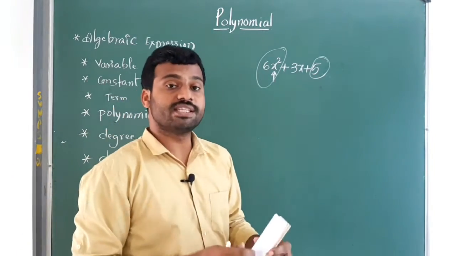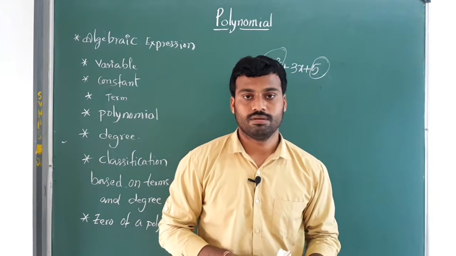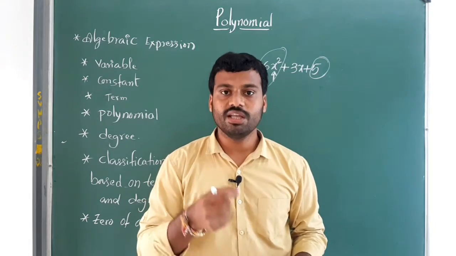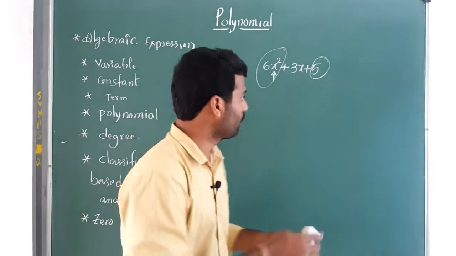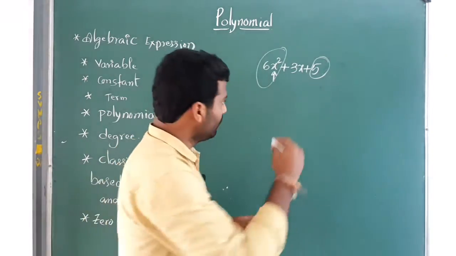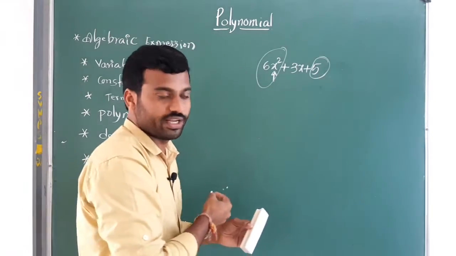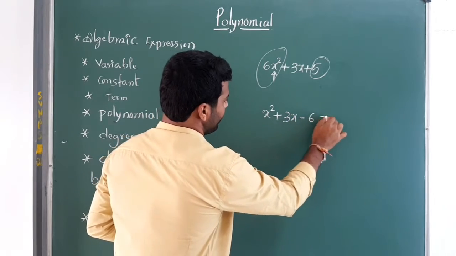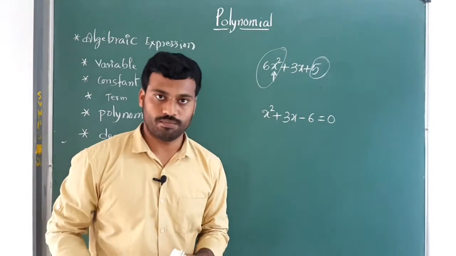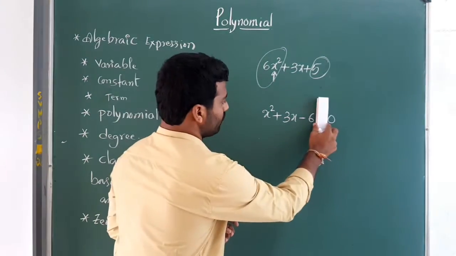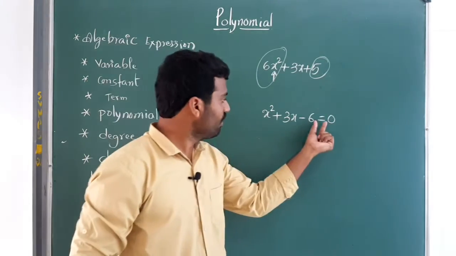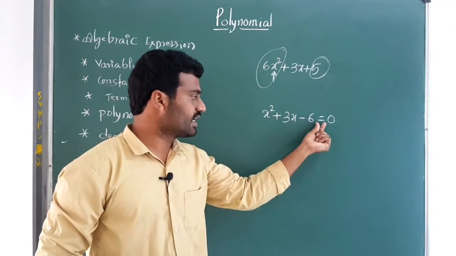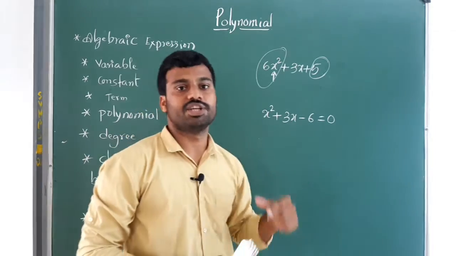Then when are you going to say equation? When an expression involves an equal sign. I will take one more example: x square plus 3x minus 6 is equal to 0. Clear or not? Before, it was an expression; now it involves an equal sign. If any expression involves an equal sign, then it becomes an equation.